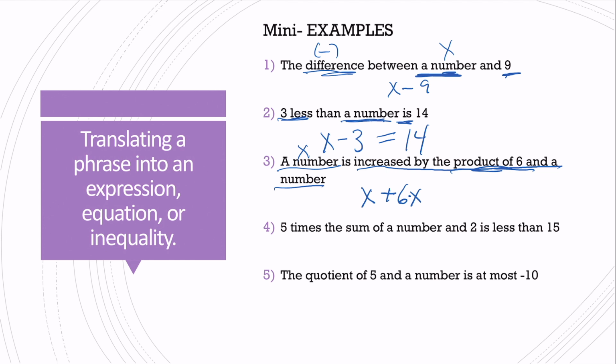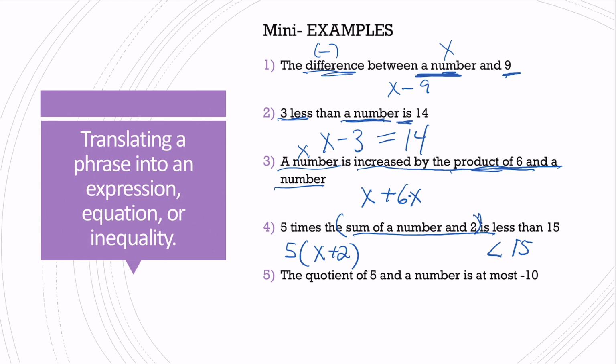5 times the sum of a number and 2 is less than 15. 5 times this whole thing, the sum of a number and 2, some number plus 2 is less than 15. So there we have an inequality. We're going to look more at those in our next module.